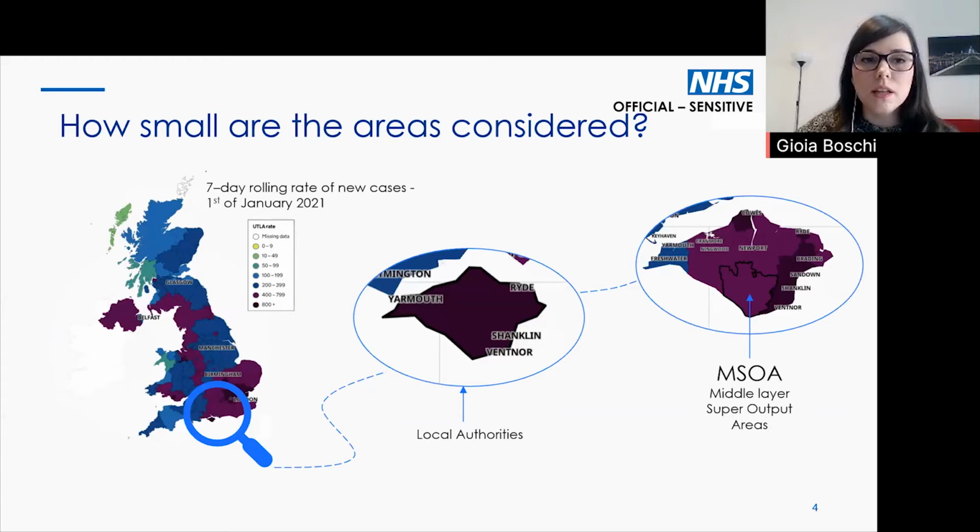The areas are very small. In fact, if you take the UK map here and split it into local authorities, as you see, and split them again into smaller pieces, you get MSOAs, middle layer super output areas, which are the areas I'm looking at. These areas are about 19 square kilometers in size and have an average population of around 8,000 people.